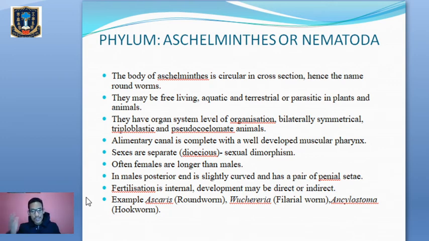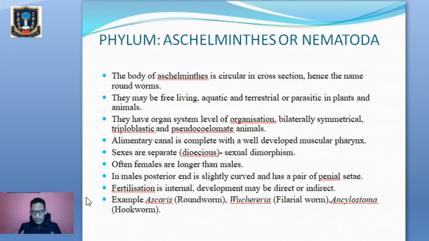They are bilaterally symmetrical, they are triploblastic, and they are pseudocoelomate animals. Coelom is present, but coelom is not lined by mesoderm. It will be present in the form of pouches, so it is called pseudocoelom. Pseudo means false. Then the alimentary canal is well developed with a muscular pharynx. Sexes are separate, that is, we can see sexual dimorphism in Aschelminthes because the male and female are different.